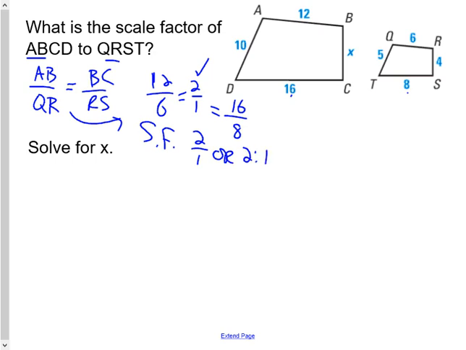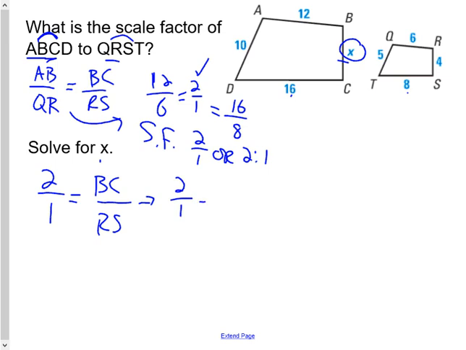Okay. What is X? X was BC there, so we do 2 to 1 equals BC. Right? So again, where was X? BC. So BC compares to RS. Now in this case, we know what RS is, it's in the picture. RS is 4. So 2 to 1 equals what number over 4? Cross multiply, we get 8 equals X.